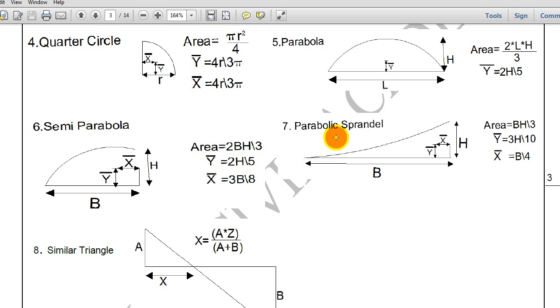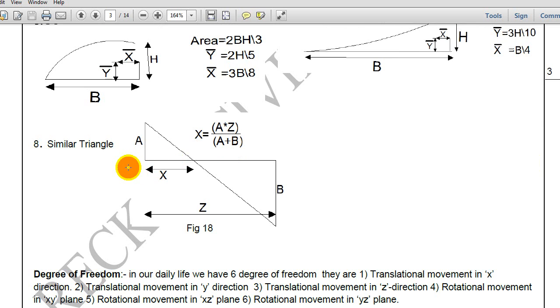Now the parabolic spindle, the area will be bh by 3, y bar is 3h by 10, and x bar is b by 4. Now this is also one, I feel many students are not able to get it very correctly.